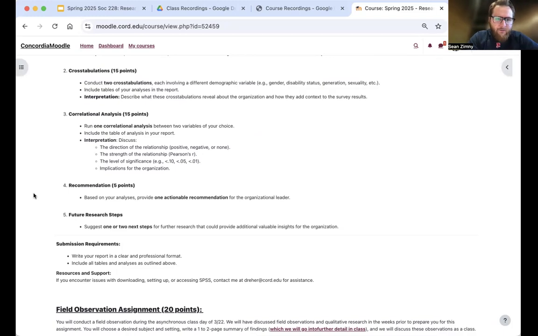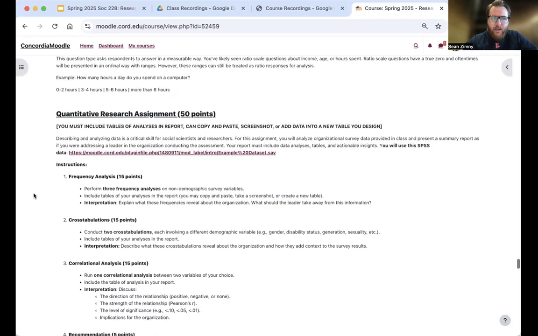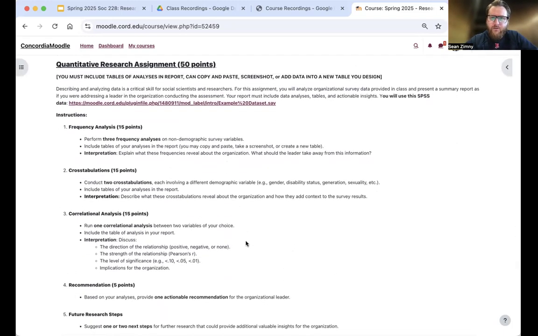And then future research steps. Suggest one or two next steps for further research that could provide additional valuable insights for the organization. Again, good faith effort. Be creative there. What do you think? That's all that I need. So include the tables, and write in a clear and professional format. Let me know if you want to go over this assignment one-on-one. Happy to do that. Take a look, and let me know of any questions that you do have.